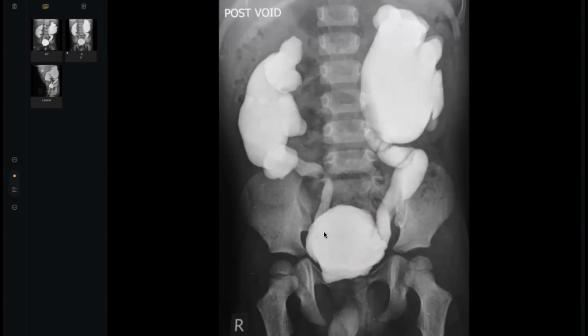So what other could it be? Other differentials in this case would be bladder exstrophy. However, I could not see any widening of the pubic symphysis in this case.